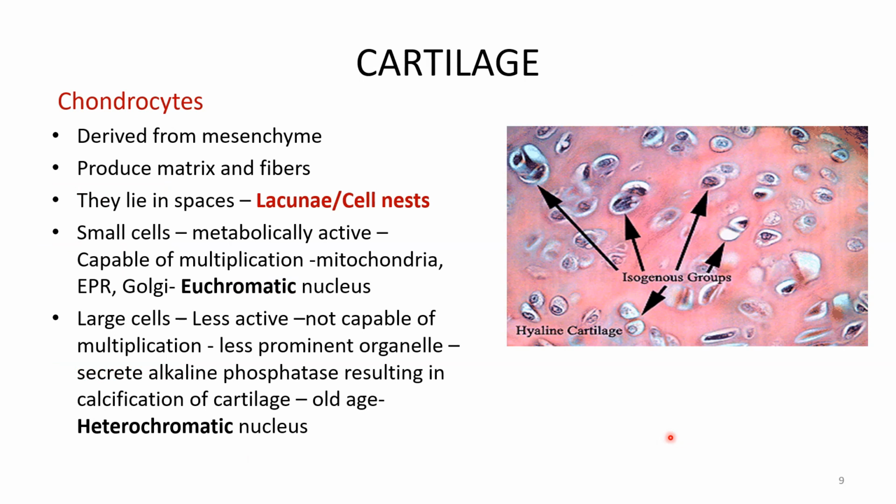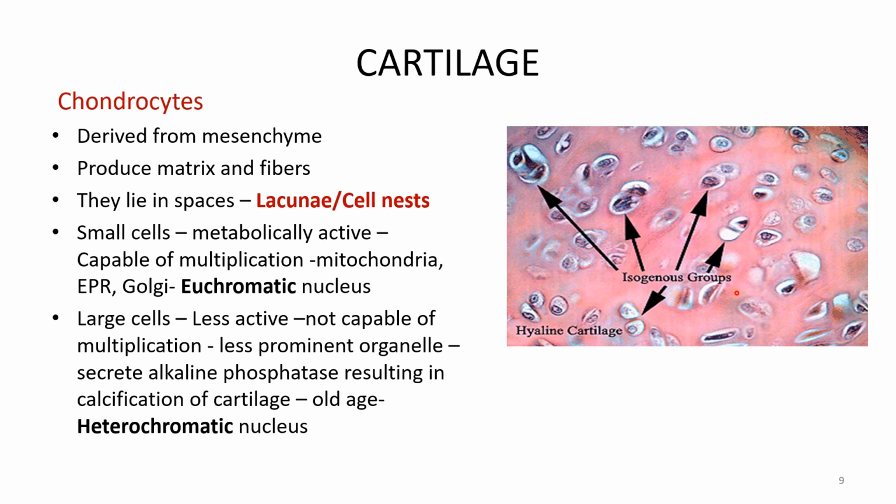The chondrocytes are derived from the mesenchyme, and their function is to produce matrix and fibers, and they are placed in what are known as lacunae or cell nests. Here in this picture you can see them. They are in groups, isogenous groups, lying in cell nests or lacunae. And there are two types of cells you are seeing here. One is the small cells, the other is the large cells. These are the small cells, and you can see the large cells.